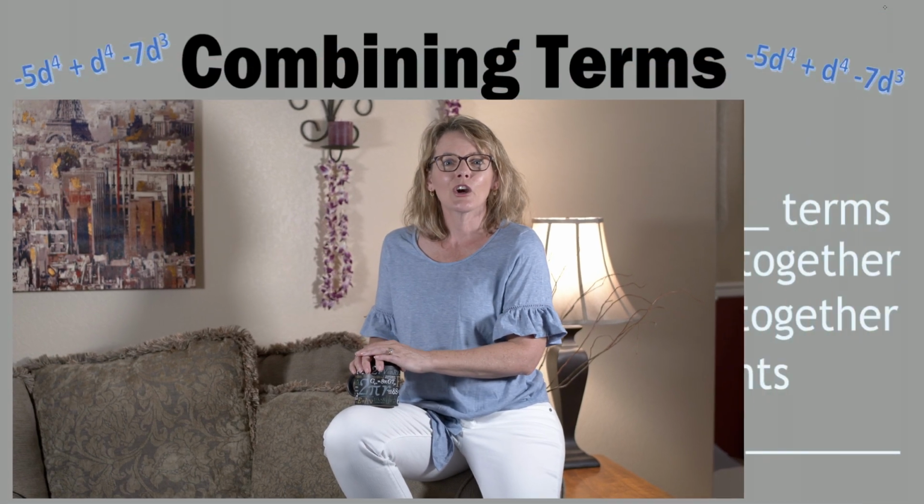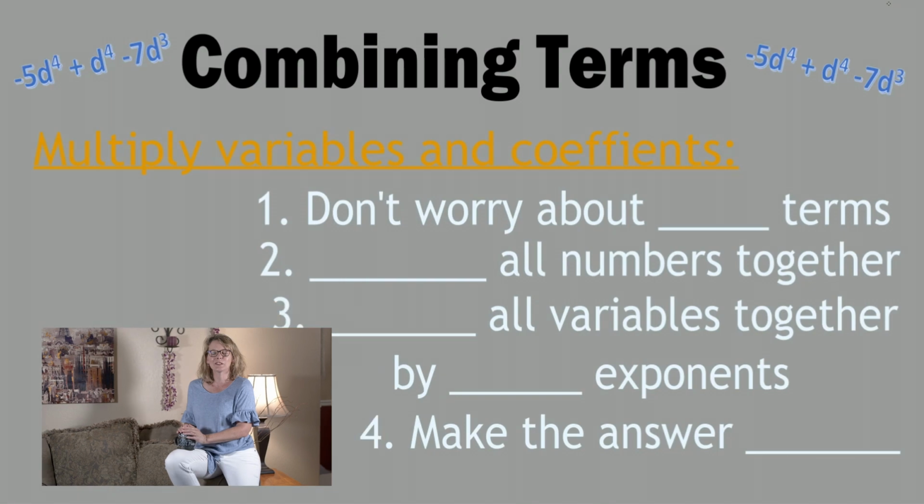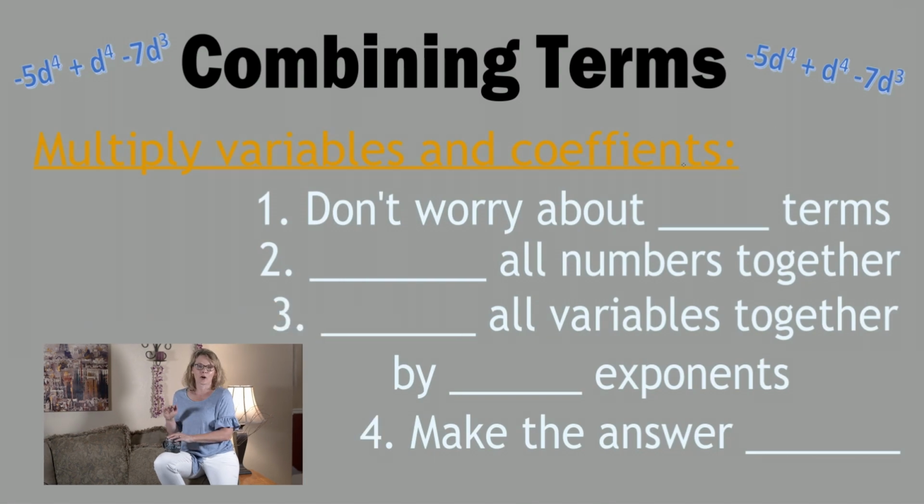This is completely different. Here are the rules for multiplying variables and coefficients. Don't worry about like terms. No boxes and clouds on this one. Second step, multiply all the numbers together. Third, multiply all the variables together by adding the exponents of any of the same letters. We'll go over this in case you haven't seen it before. And the fourth step, be sure your answer is pretty by putting the number in front and writing any letters in alphabetical order after it.